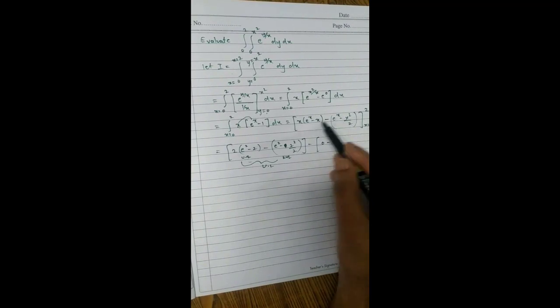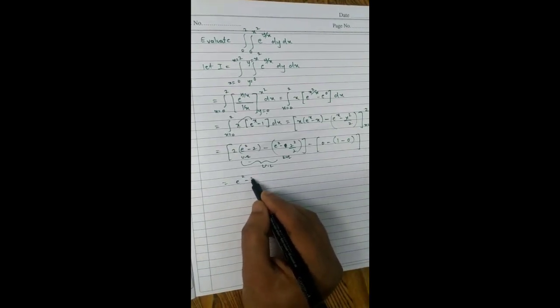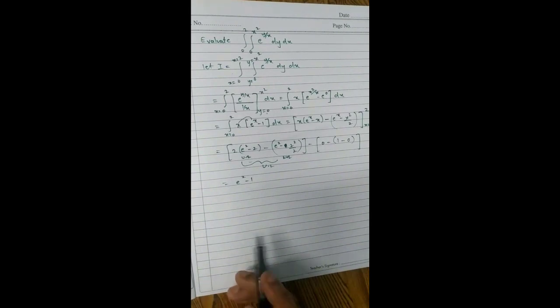Anything multiplied by 0 turns out to be 0, so the whole term is 0 over here, minus anything power 0, so inside the bracket 1, minus this turns out to be 0. And finally, after evaluating, you get e square minus 1.